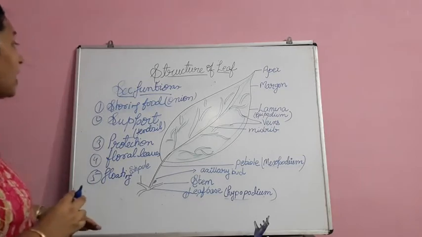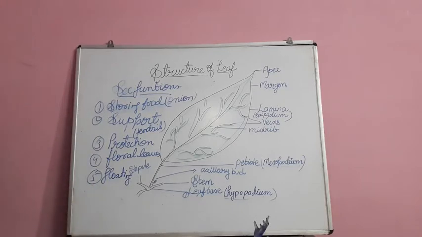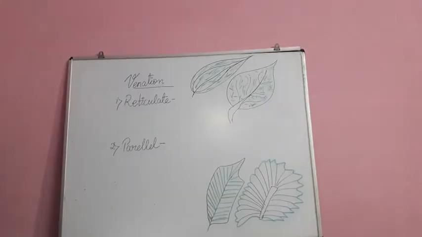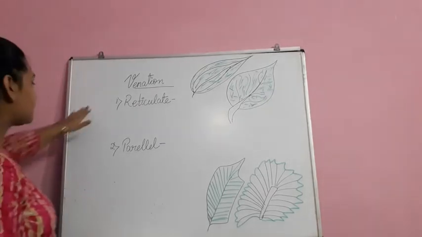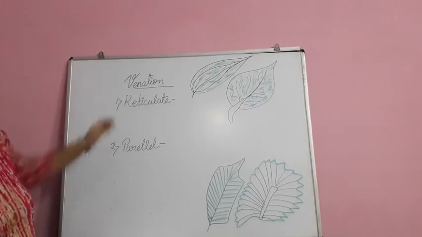So this is all about the functions and the structure of the leaf. Next, we will see about the characteristics of the leaf. Now let us see about the venation, how venation happens. So first let us define what venation is.